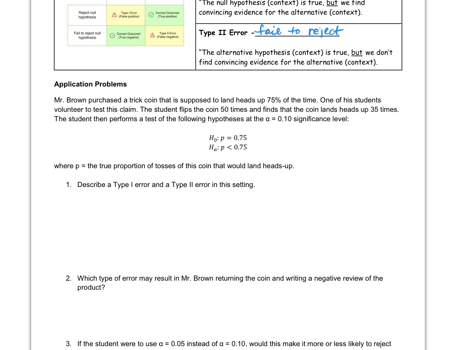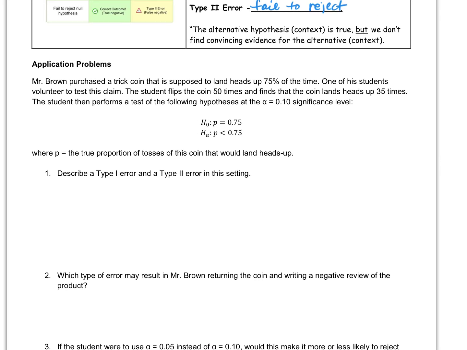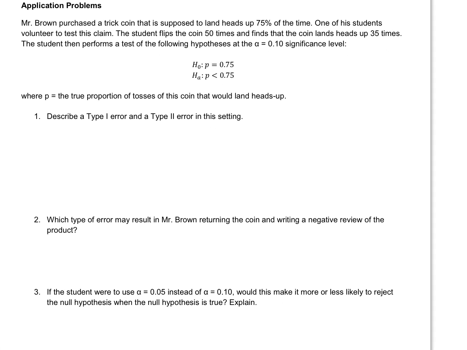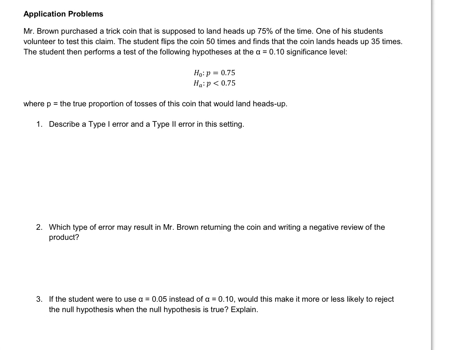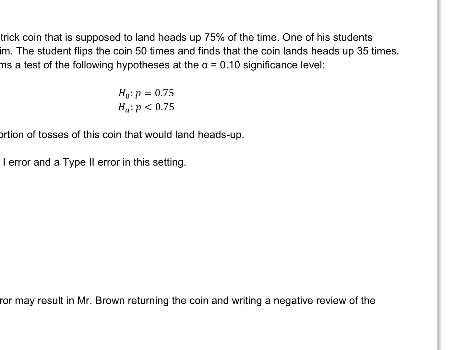So let's see. Is it less than? Is his coin really good? Where P is the true proportion of tosses that the coin would land heads up. Now, y'all gotta hang on for this ride. Describe a type 1 error and a type 2 error in this setting, meaning in this context. So what I would do first is come back up here and next to my null and alternative, put the context with it. What does this value really mean in the context of this question? 0.75.